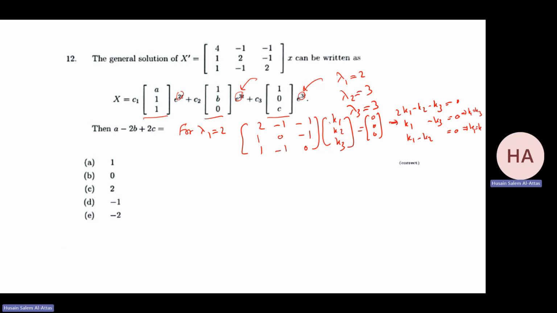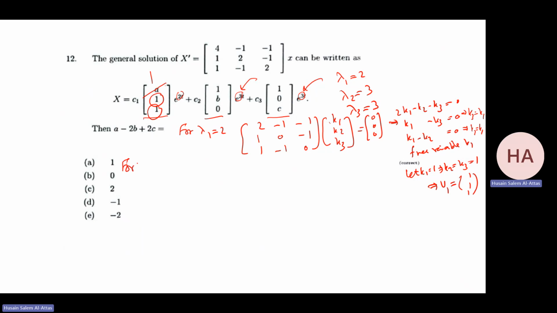And from here, I have K1 equal K2. Or I can write it the other way. So write everything in terms of K1. Yeah, better. Write it with one variable, K1. And this is K2 equal K1. So my free variable is K1. So I will let K1 equal 1. That implies K2 equal K3 equal 1. So my V1, which I want it to be like this. This is 1, this is 1. So V1 will be 1, 1, 1. So my A is 1.